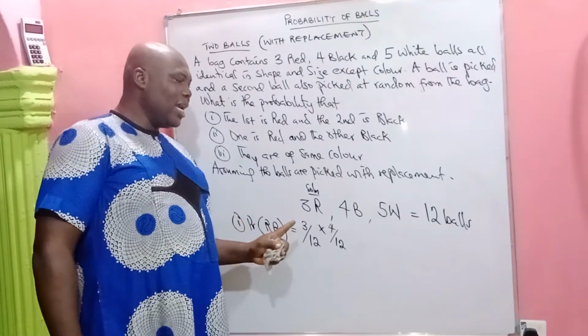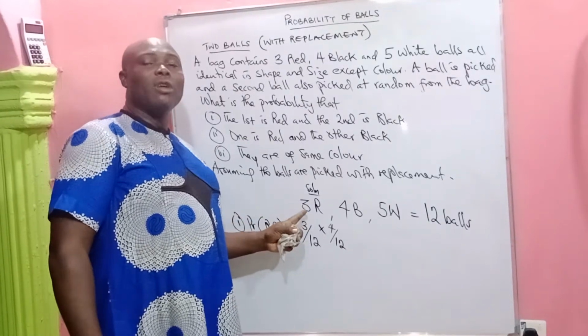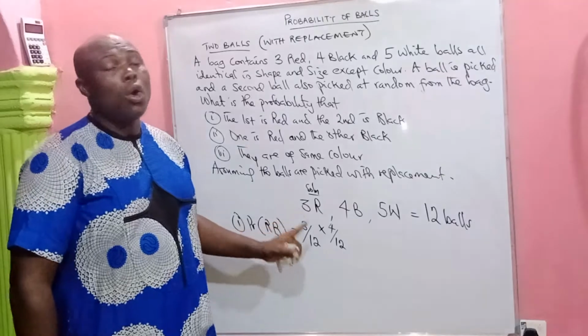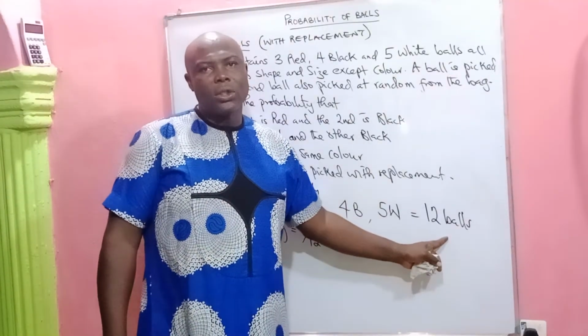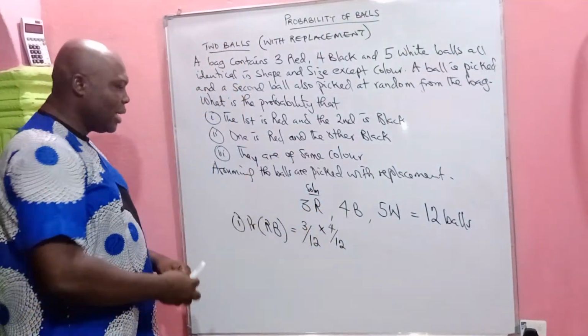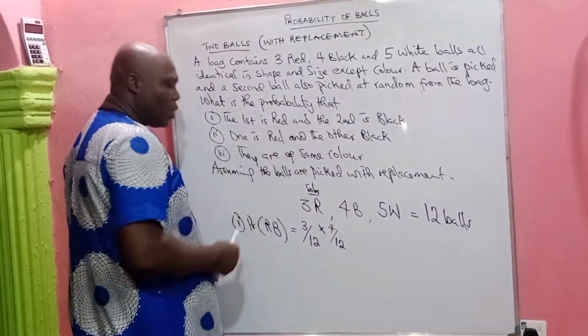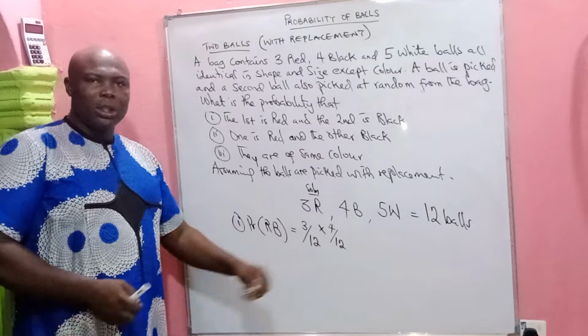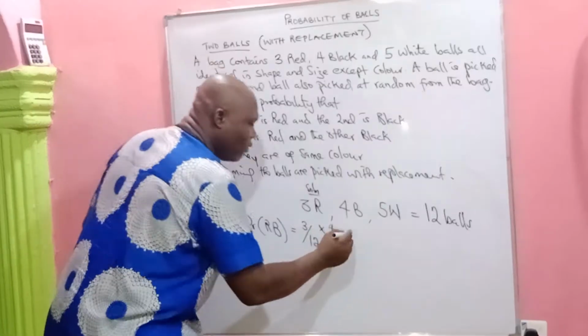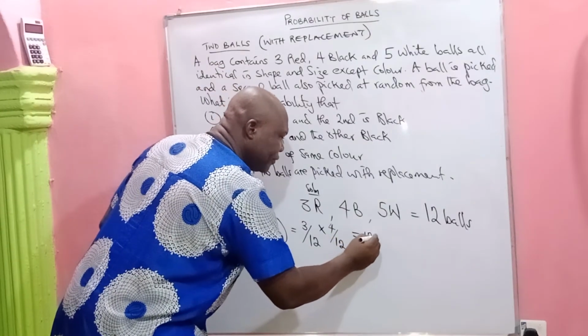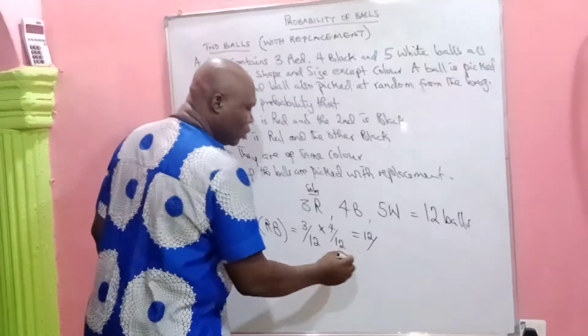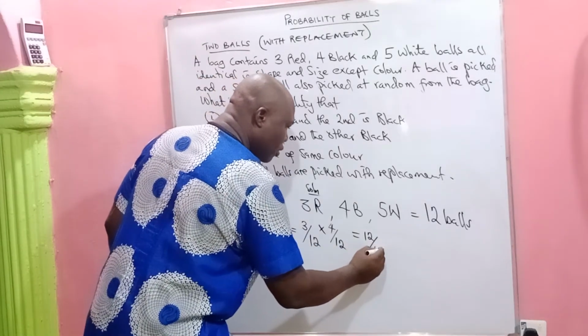When you replace, it is unaffected by the color of the ball you have picked, and it is also unaffected by the total number of balls. They are intact because you replace them. All right, so in probability, the first is red and the second is black, meaning that we should multiply. So 3 times 4 will give us 12, all over 12 times 12, which will give us 144.